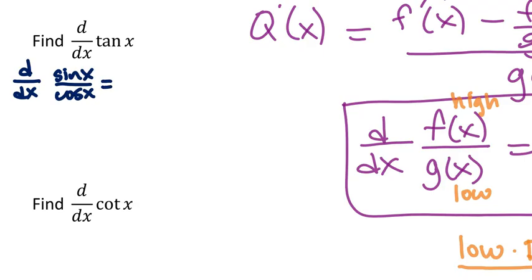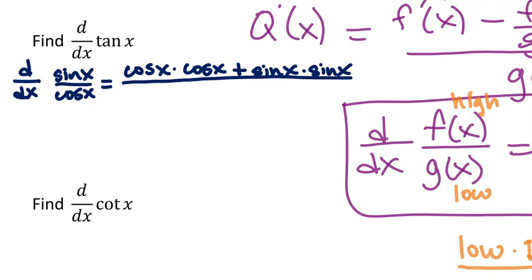So if we apply the quotient rule, we get the bottom, the derivative of the top, the derivative of sine x is cosine x, and then we get minus the top, sine x. The derivative of the bottom, derivative of cosine, is minus sine, so that actually becomes a plus. And then we're supposed to divide by the bottom squared, so cosine squared x.